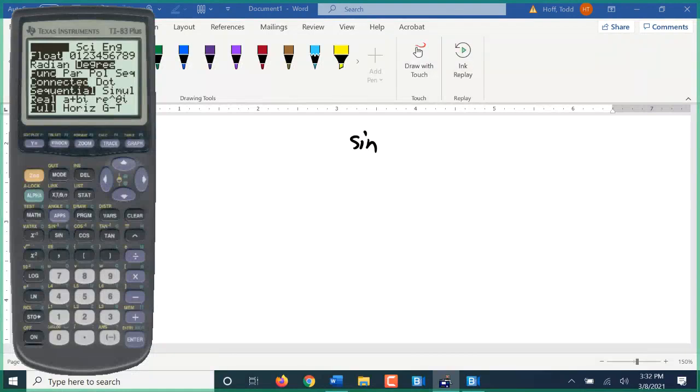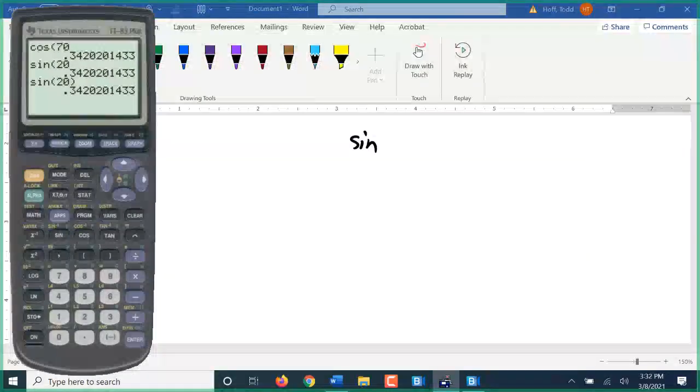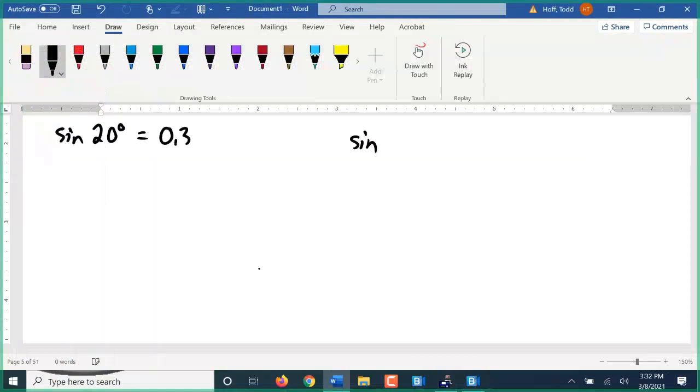Most calculators don't even include gradients anymore just because they're just not useful for much. So the sine of 20 degrees is 0.3420, correct? Mm-hmm. How about the cosine of 70 degrees? Should be the same. There you go, 0.3420.